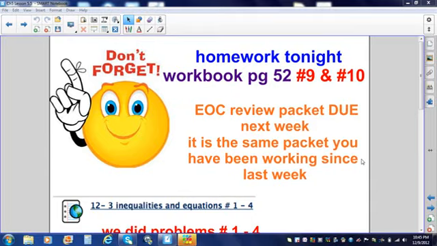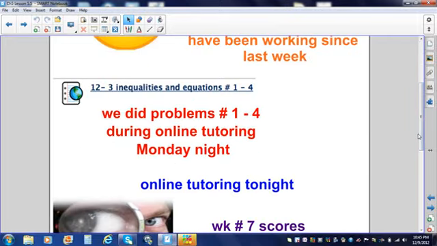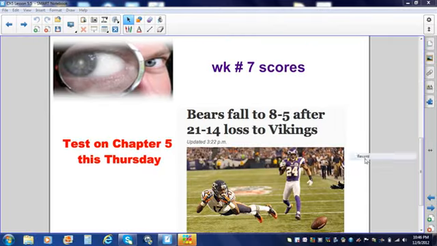Other MSAs. Don't forget that your EOC review packet is due next week. You should be working on the same packet that you had last week. We have done problems 1 through 4. They're posted in Blackboard. We will have online tutoring tonight, and hopefully we will do problems 5 through 10 tonight. Miss Phillips will be keeping an eye out for week 7's scores.